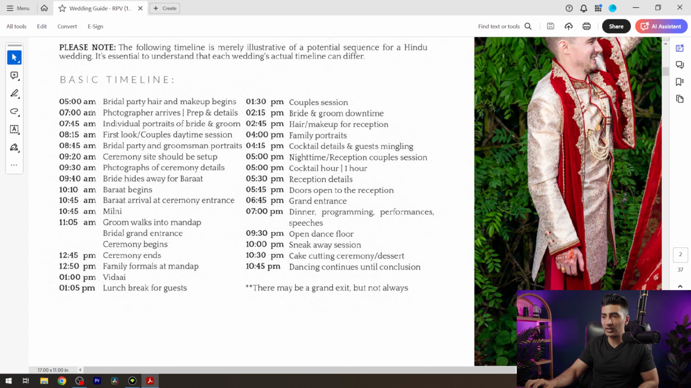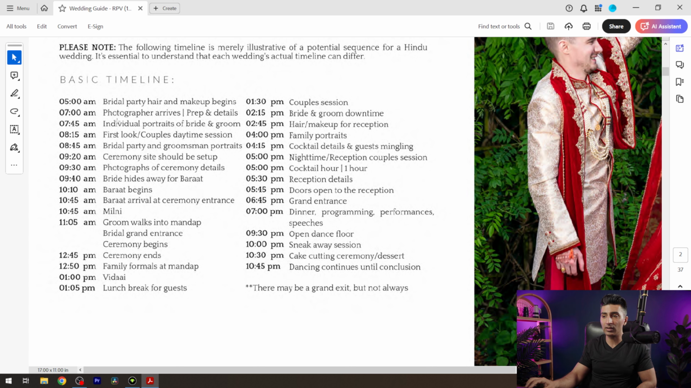So this time frame is really just preparation between yourself and the groom. An hour is plenty because we're going to be doing detail shots in the room, assuming everything is set up on time and available on location, and then individual portraits of bride and groom individually within the rooms.